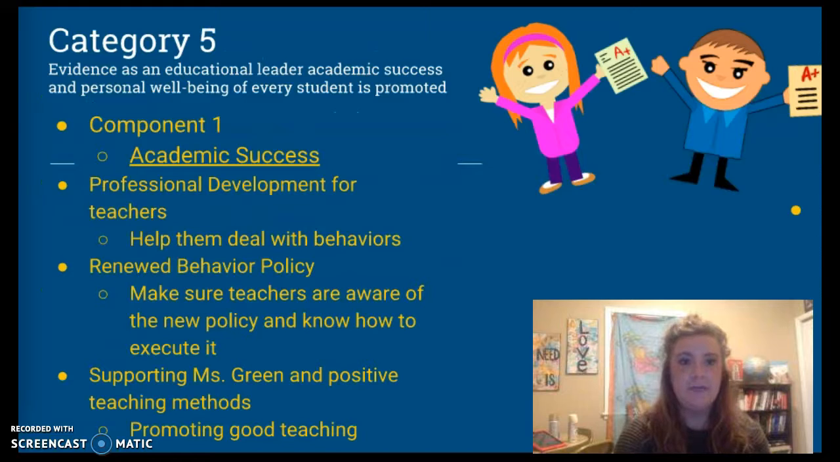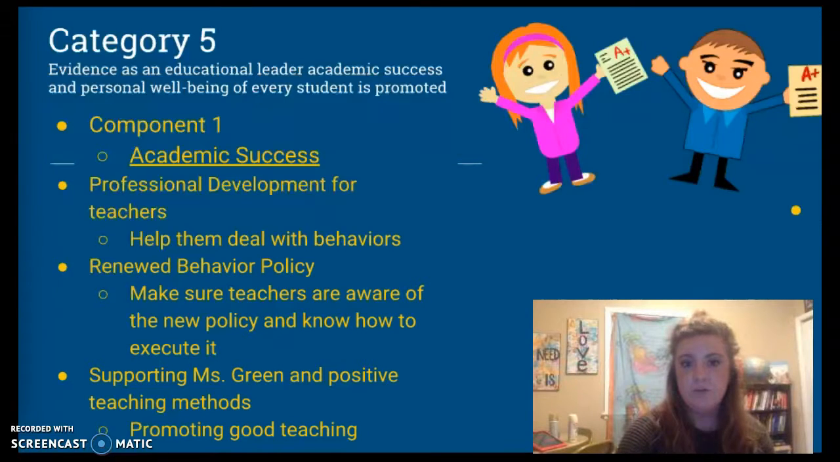Category 5, evidence as an educational leader, academic success, and personal well-being of every student is promoted. Component 1, academic success. I am ensuring academic success of all students by providing PD opportunities for teachers. This will help them deal with behaviors and ultimately better the management of their classroom and students, thus ensuring more academic success for all students.